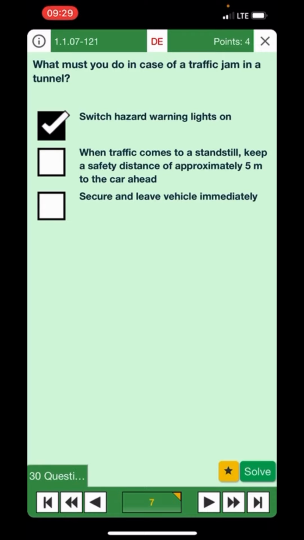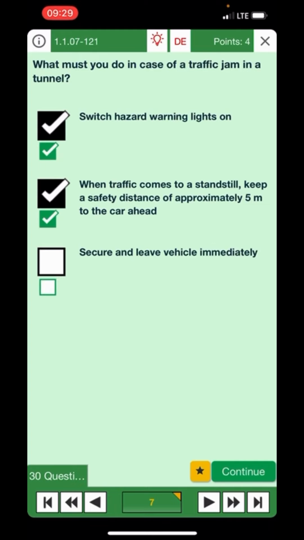When traffic comes to a standstill, keep a safety distance of approximately 5 meters to the car ahead. That's recommended. Secure and leave the vehicle immediately. No. Why would you do that? Right. Solve. That's the correct answer.